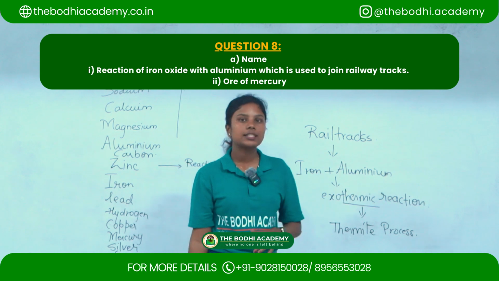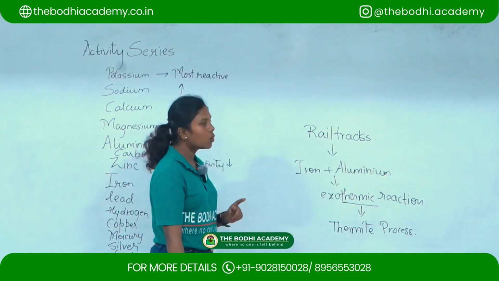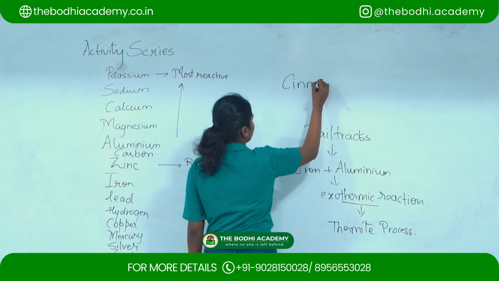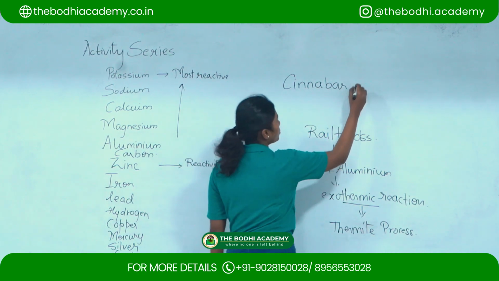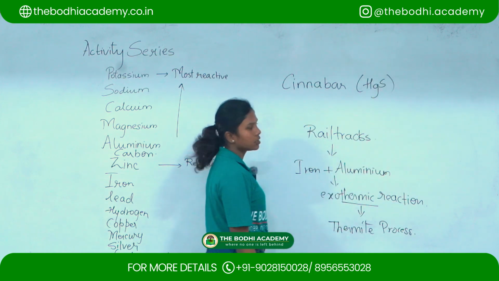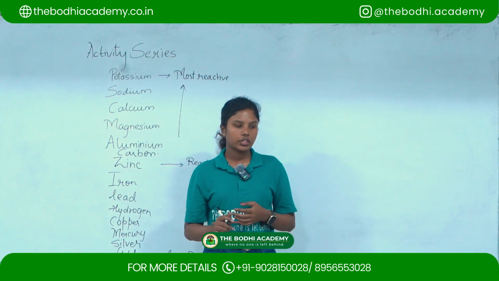Second, name one of the ores of mercury. One major ore that we know is the cinnabar ore, which is also given as HgS. So this is one of the ores of mercury. Moving to the 9th question.